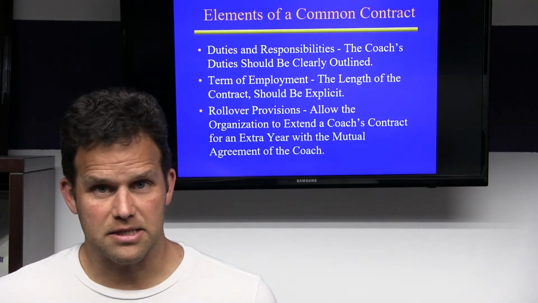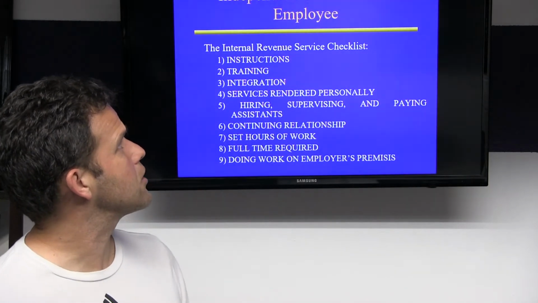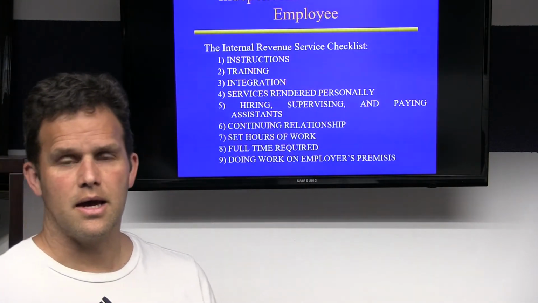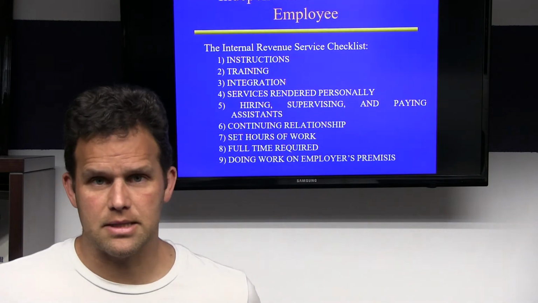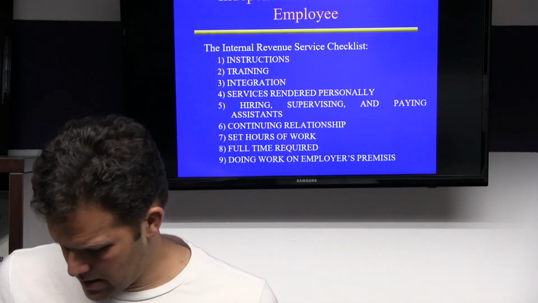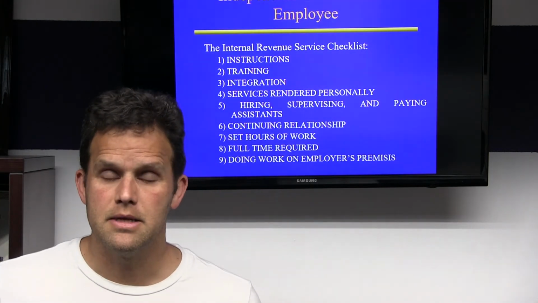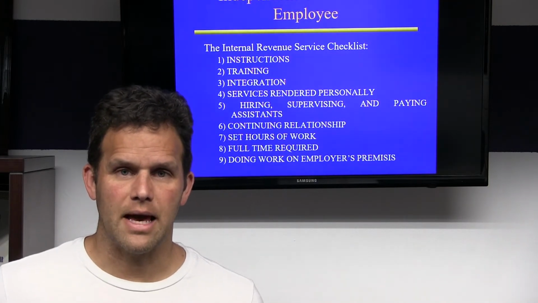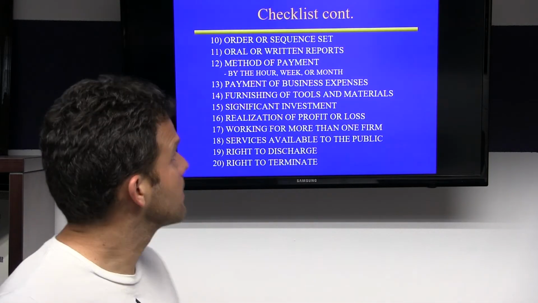So again, you guys can take a look at these slides a little closer on your own. One slide I do want you to take a look at is the independent contractor versus employee. This is an Internal Revenue Service checklist, a very detailed checklist as to what it means to be an employee, and it's very important if you're ever working for a club that you know whether or not you're considered an independent contractor or an employee, not only for liability reasons but also for tax reasons. Okay.